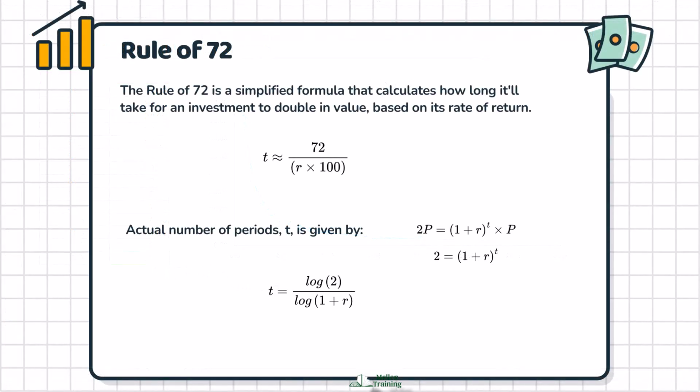The actual number of periods is going to be given by a formula that looks at how much time until we have twice our principal, given that our money is growing according to this formula: 1 plus r raised to the t. Divide both sides by p. If we get rid of the p's, we now have this equation.